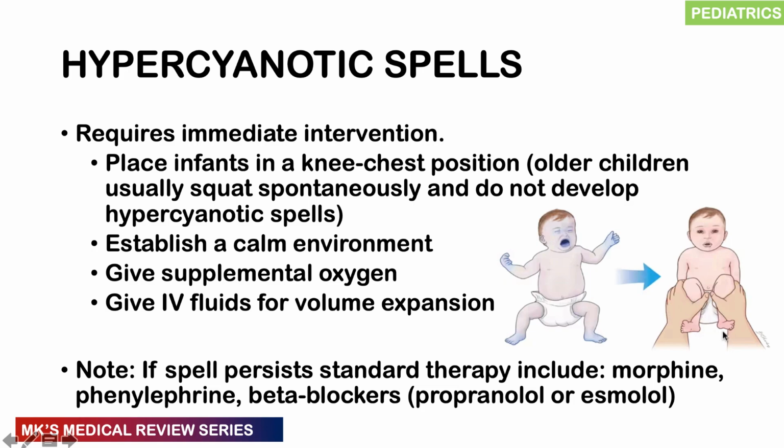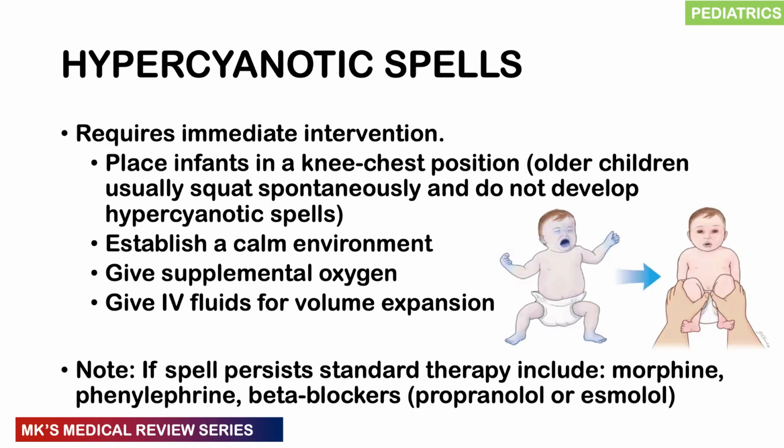You just simply flex the knees, you flex the hip. In this position, it helps in increasing systemic vascular resistance. It helps in reversing the shunt. You want to establish a calm environment. You want to give this child supplemental oxygen. You give IV fluids to expand their volume.